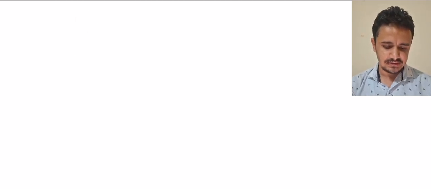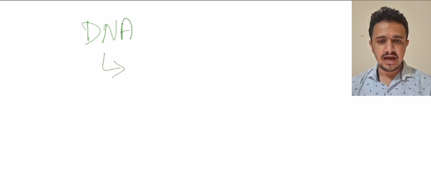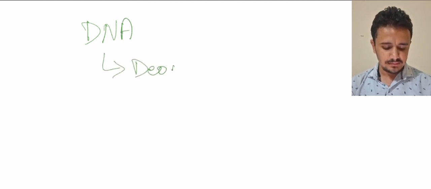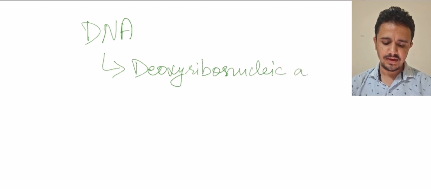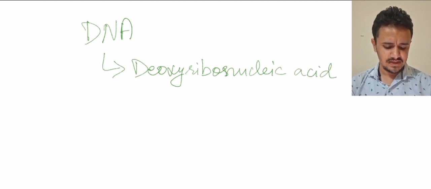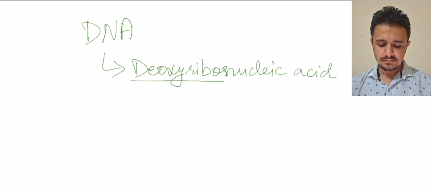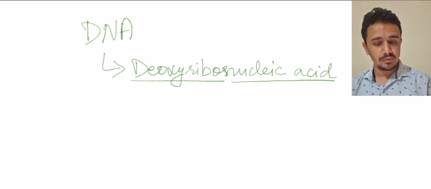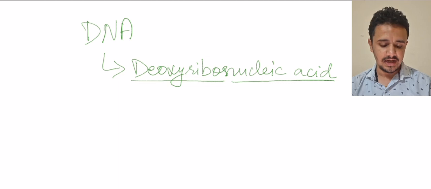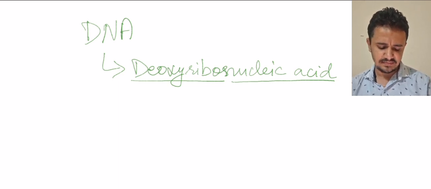So DNA stands for deoxyribose nucleic acid. Now, there is a deoxyribo part, and secondly we have the nucleic acid part. With this we can deduce the understanding of DNA. So it has something called deoxyribose. What does it mean?